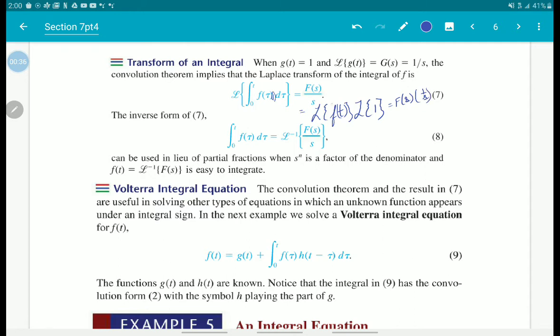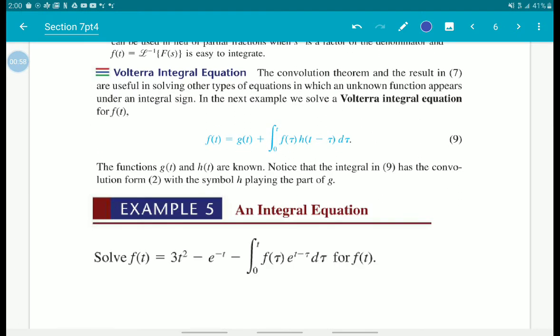So it's a nice trick to use when we're trying to figure out what this is going to be, and we don't have a secondary function. We actually do have a secondary function. It's just recognizing that the secondary function, that g of t, is going to be equal to 1.